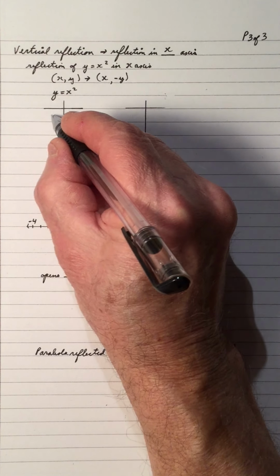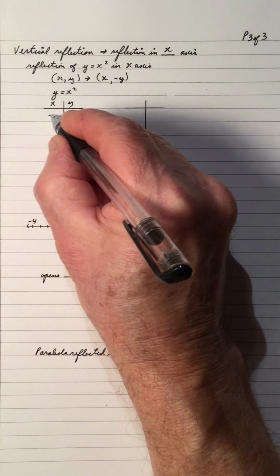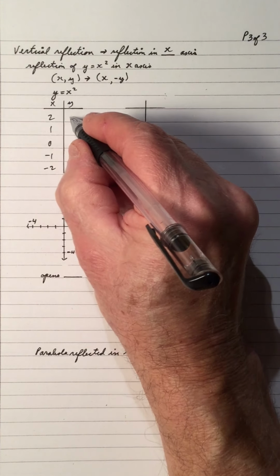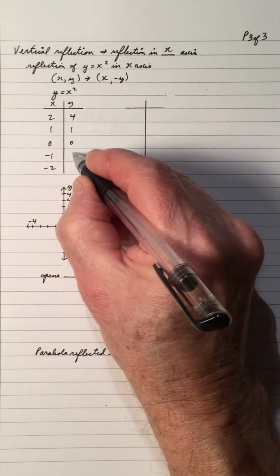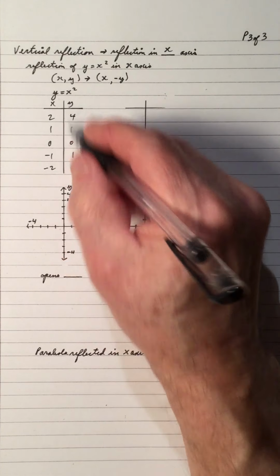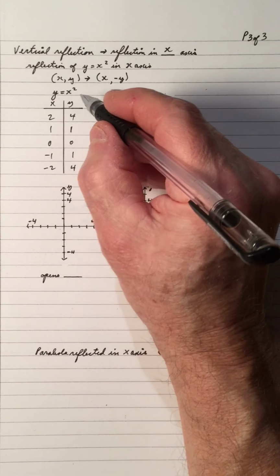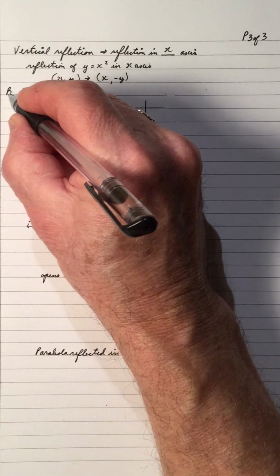So here's the basic equation of a parabola. Y equals x squared, and again x and y, 2, 1, 0, negative 1, negative 2, and we square it, we get a 4, 1, 0, 1, 4. I have this table memorized, the basic. Remember, this is the basic equation.